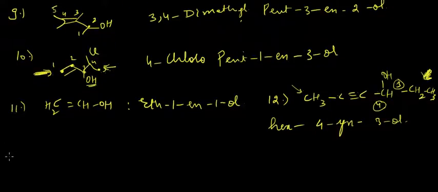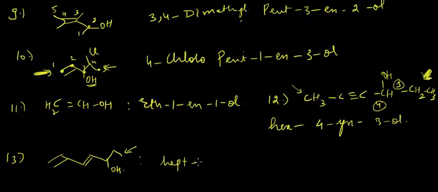Okay, so what happens in this case? We have OH here. So the name of this compound would be, again we'll be starting numbering from this carbon atom. By now you should be clear why we are numbering from this carbon atom. So the name would be hepta-4,6-diene-3-ol.